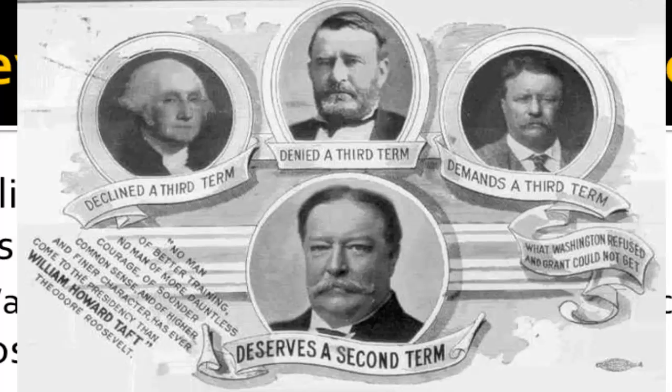You see George Washington in the top left. This says declined a third term. Then Grant was denied a third term. He almost tried to get the nomination 3 times. Teddy Roosevelt says demands a third term. And it says for William Howard Taft deserves a second term. And underneath Teddy Roosevelt it says what Washington refused and Grant could not get.